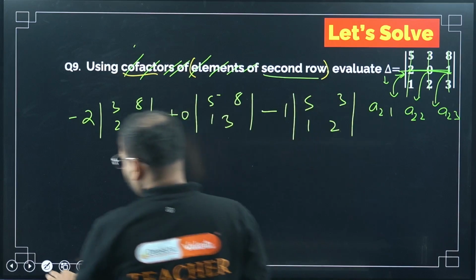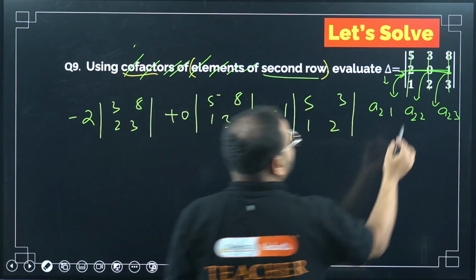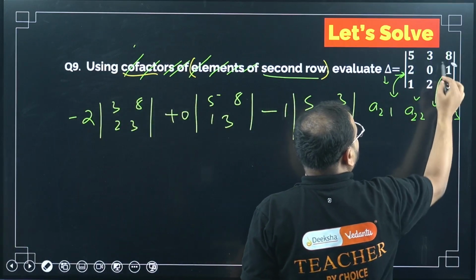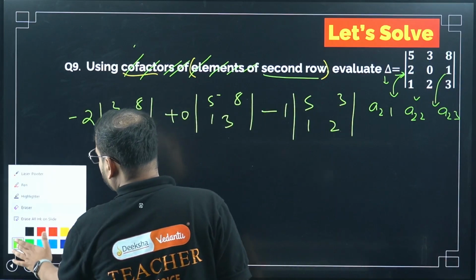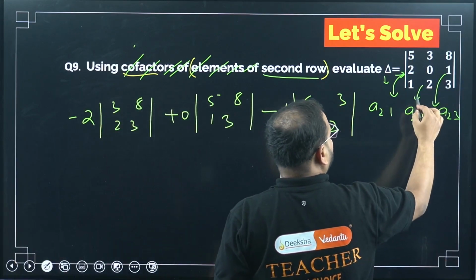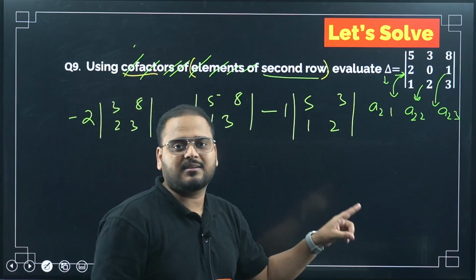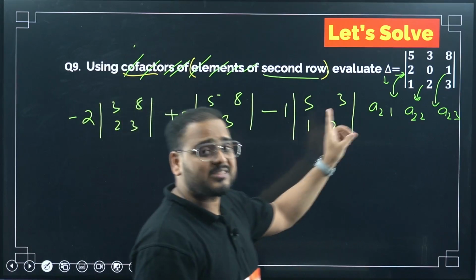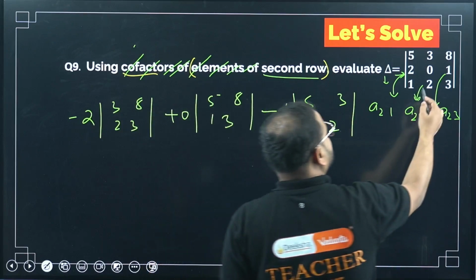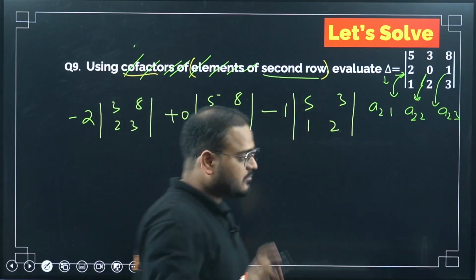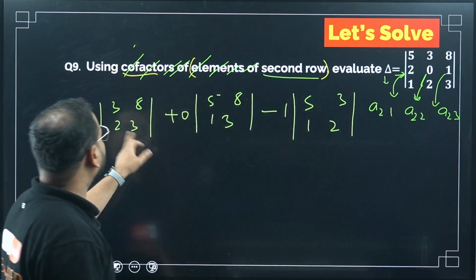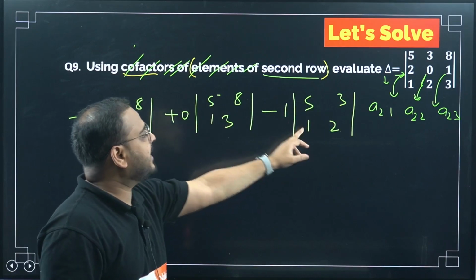I know I have drawn too many lines here, but you can do it from this side. I explained to you how this is working. Whichever element you're considering, for that element, whichever row and column contain it, cancel that. Okay. Now look at this: 3, 8, 2, 3; 5, 8, 1, 3; 5, 3, 1, 2.